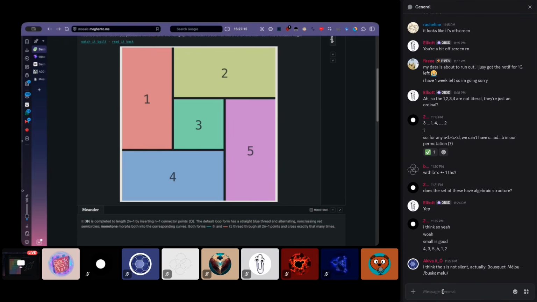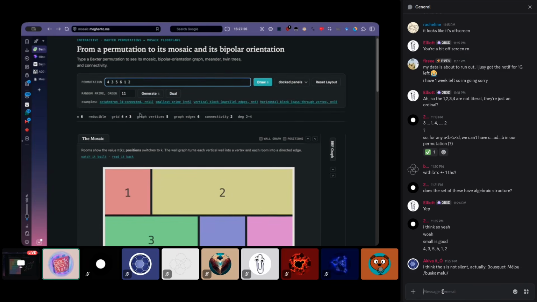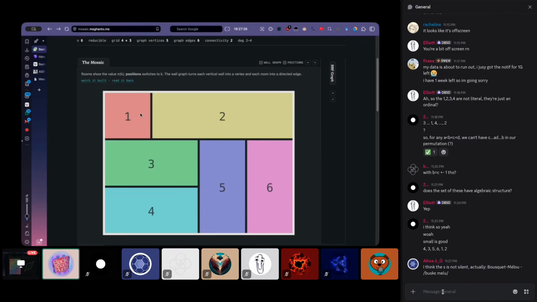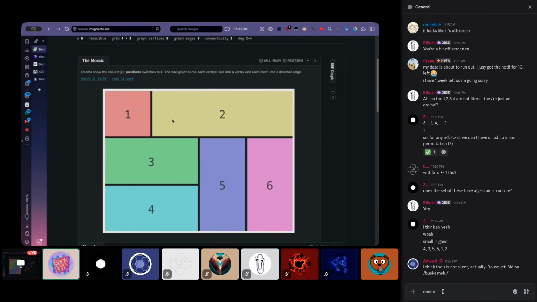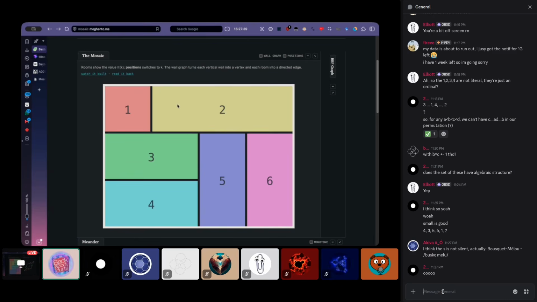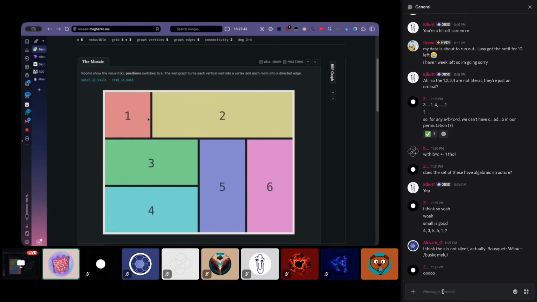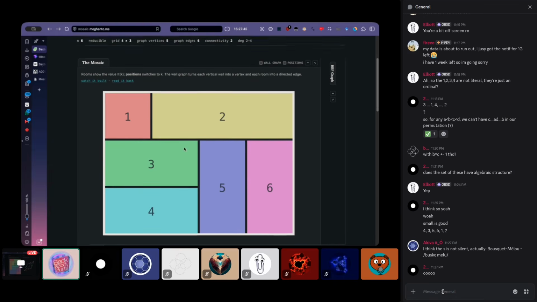Okay, perfect. 435612. Let's try that. 435612. Okay, so this becomes this particular mosaic. And this is reducible, as you can see, 3, 4, 5, 6, 1, 2, all of them are reasonable. But how did I get this particular layout from this permutation?